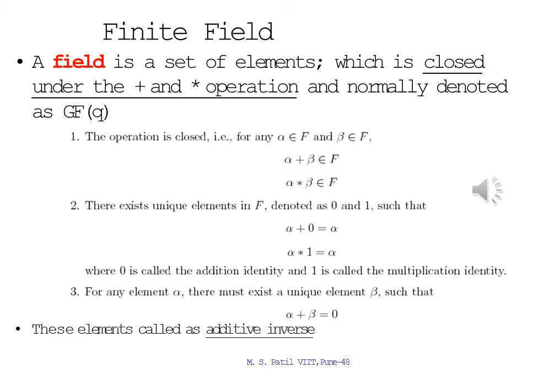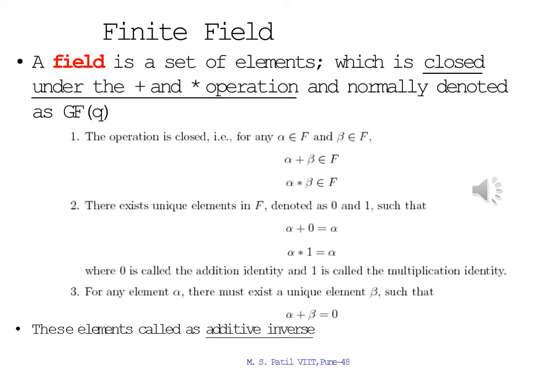Let's say I have a field which is normally called GF. Here GF(Q) is written. What is GF(Q)? GF is Galois field. The person who developed this concept is Galois, and the field is of Q, where Q is the number of elements. So GF(Q) means a field of Q elements.